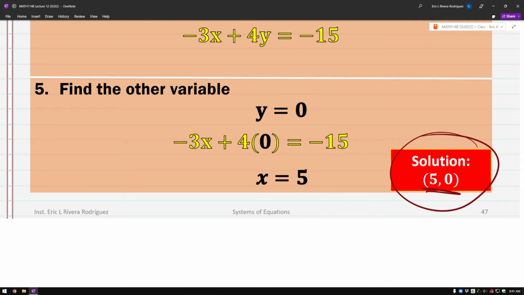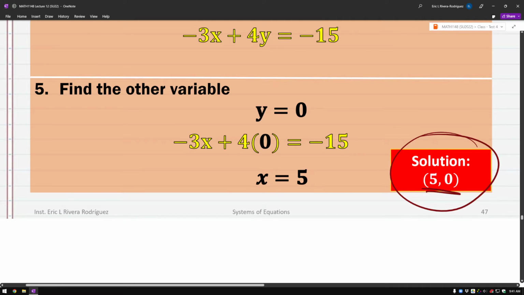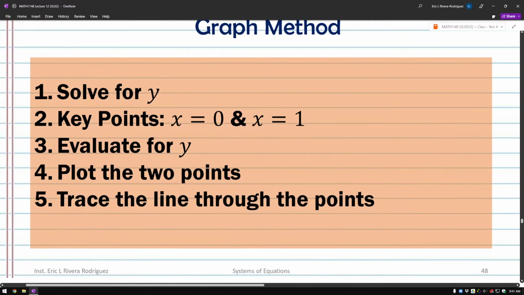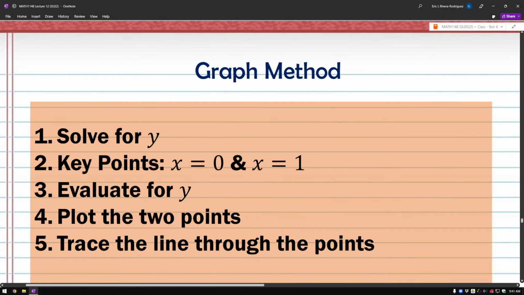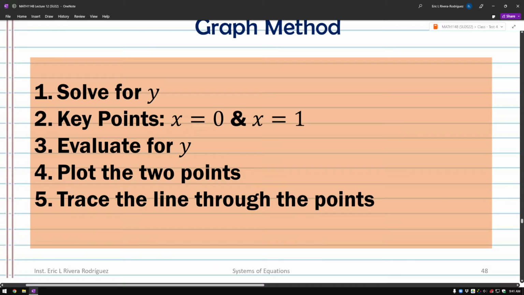That's correct. The solution of a system, when we graph those equations in a plane, is the point where they intersect. Okay? So that is the graph method. How do we do the graph method?